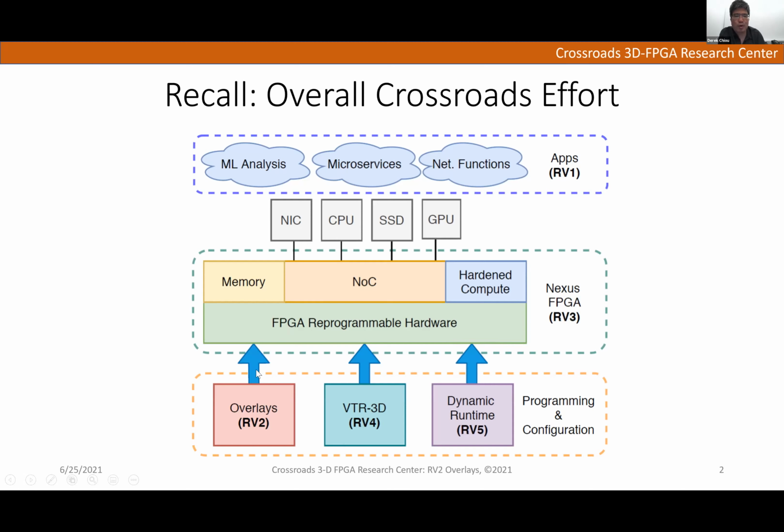And the components that feed into this: overlays is what I'm going to be talking about. Place and route is something that Von Betz and David Pan are working on, and then the dynamic runtime, which is basically partial reconfiguration and so on, that James Ho has been working on. So let's start. This is the high level overview.